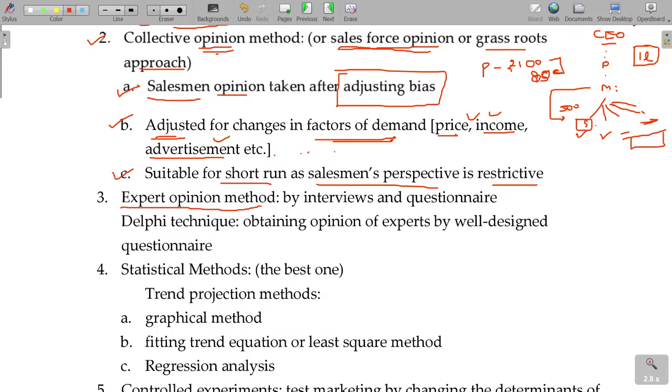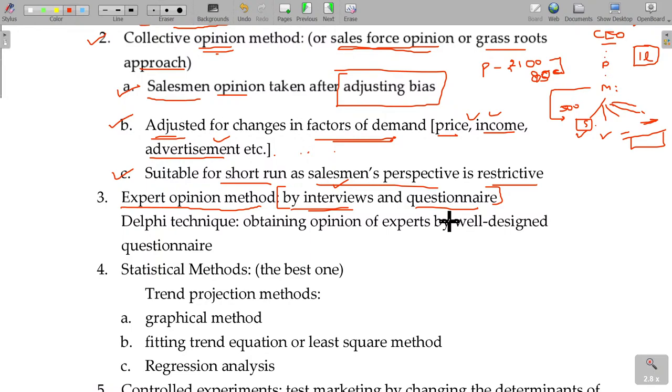Expert opinion method, by interviews and questionnaire. So an interview is nothing but a one-on-one question answer session. So we'll ask each and every consumer for their own preferences over the product. That is called the interview method. In the case of a questionnaire, we'll just circulate the questionnaire to be filled by various consumers. Around 5 to 10 questions will be there, and you need to answer.